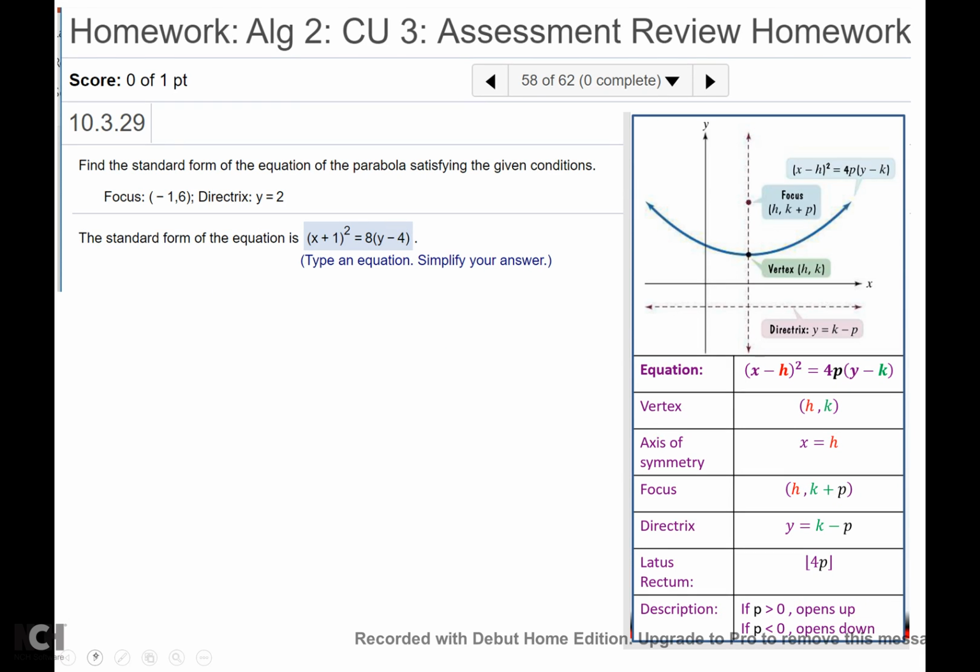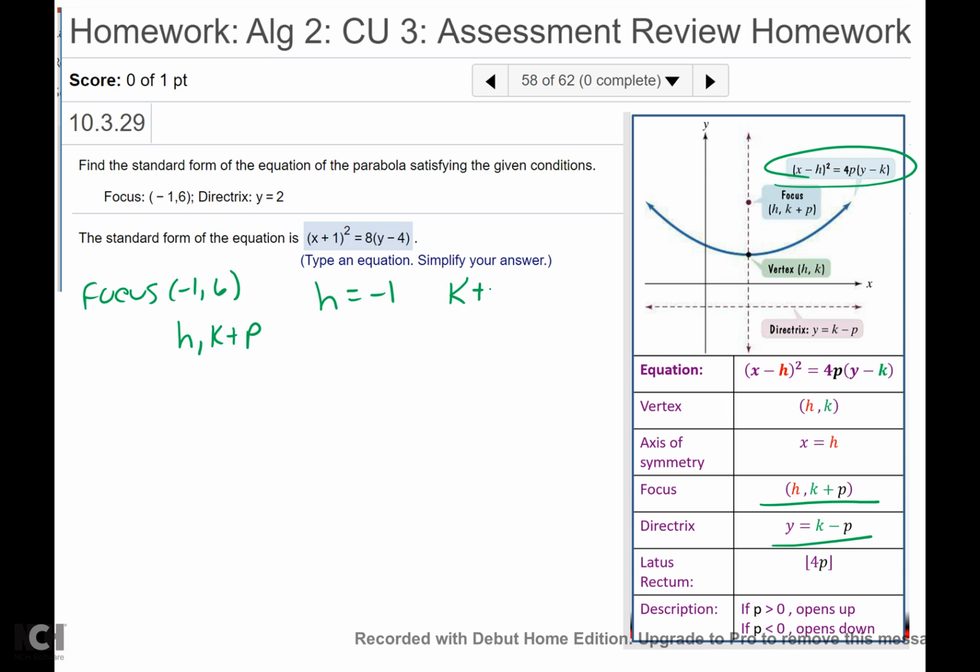Alright, same thing, but now we're dealing with the x squared equation. There's your focus and your directrix. So for my focus, it's negative 1, 6, which tells me what h and k plus p are. So this tells me that h equals negative 1 and that k plus p equals 6.